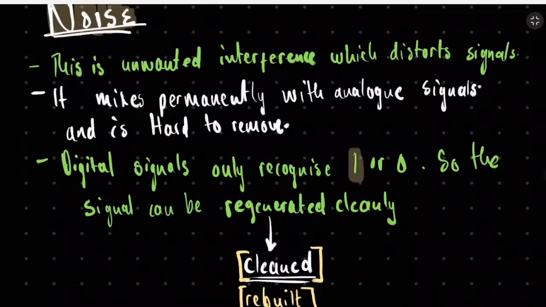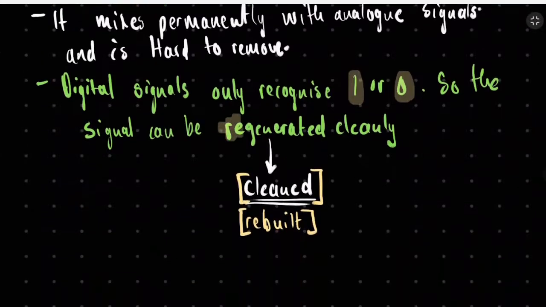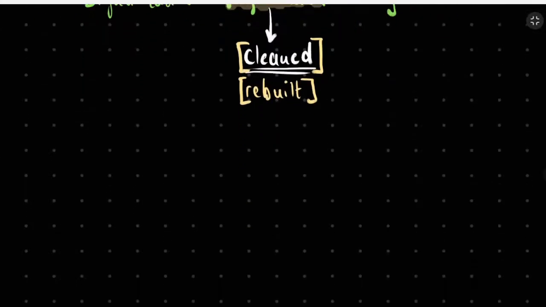Digital signals recognize 1 and 0, so you can clean them up. Anything which is not a 1 or a 0, you know it's noise, so you can cut it off. It will only be 1s and 0s and you have your signal. So that's good. So digital signal, regeneration. That means we can clean up the noise. We can rebuild them. Analog signal, the noise is hard to remove. It mixes permanently with the sound. So let's now write advantages.